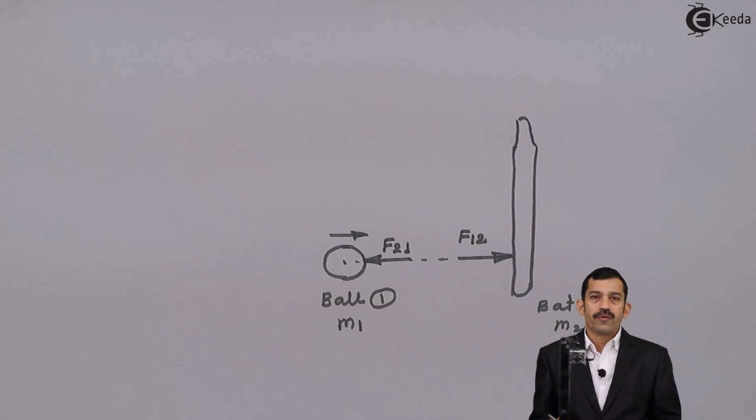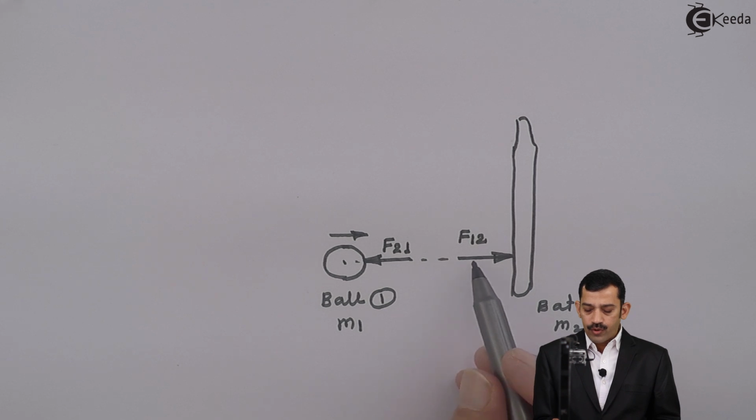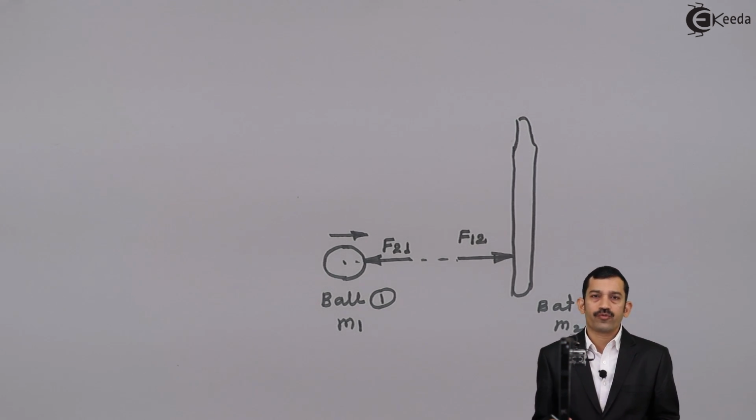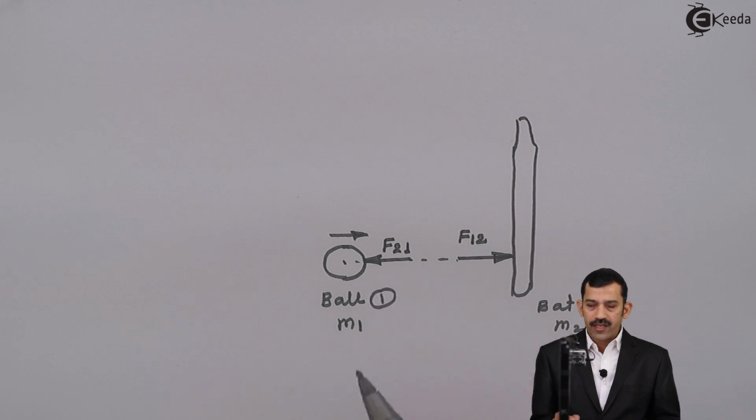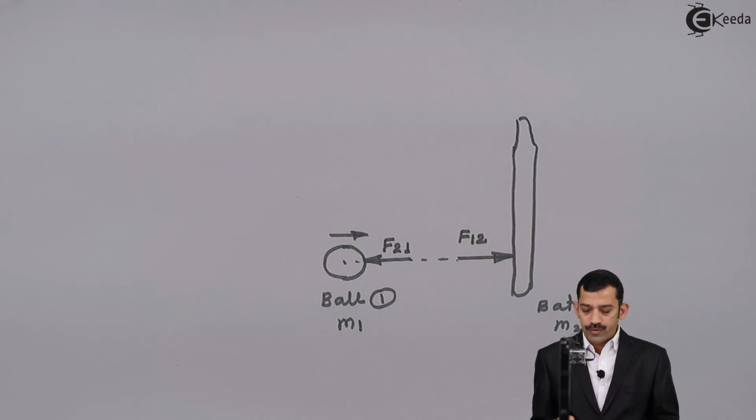Now these forces are exerted in what time? When the ball strikes the bat, the ball remains in contact with the bat for a short interval of time. Therefore, such a force, a large amount of force developed in a short time interval, is called an impulsive force. That means F12 is an impulsive force as well as F21. What is the meaning of impulsive force? It is the large force exerted in a short interval of time when two bodies collide with each other. Therefore, the first term is impulsive force.